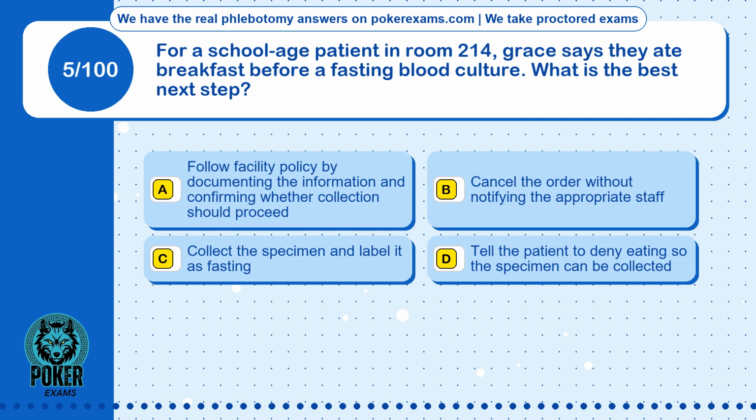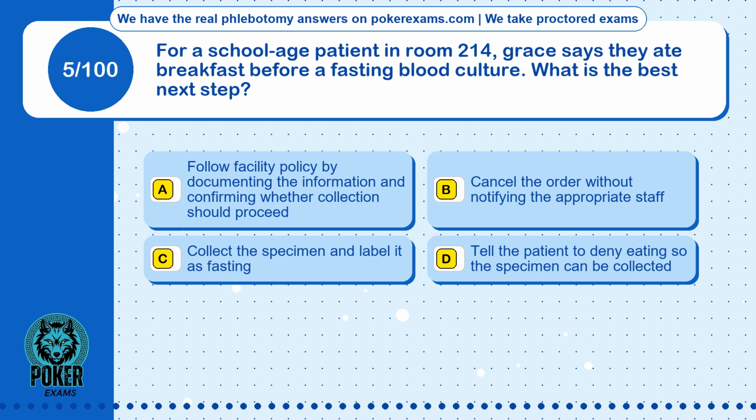Question 5. For a school-age patient in room 214, Grace says they ate breakfast before a fasting blood culture. What is the best next step? Option A. Follow facility policy by documenting the information and confirming whether collection should proceed. Option B. Cancel the order without notifying the appropriate staff.